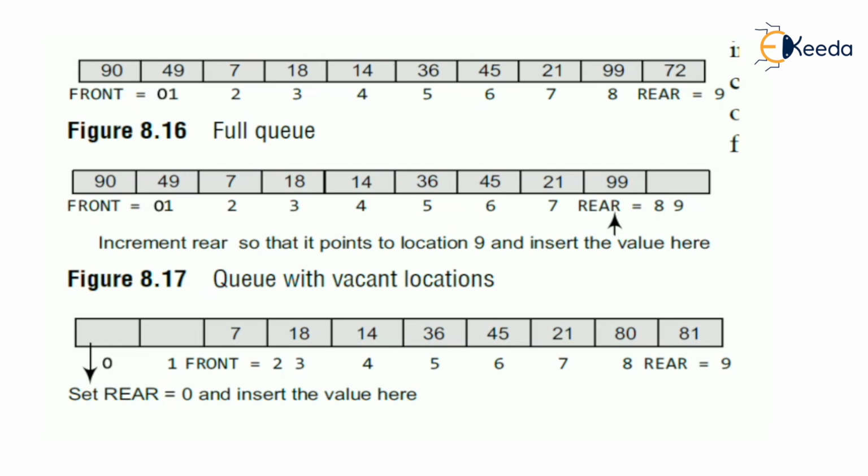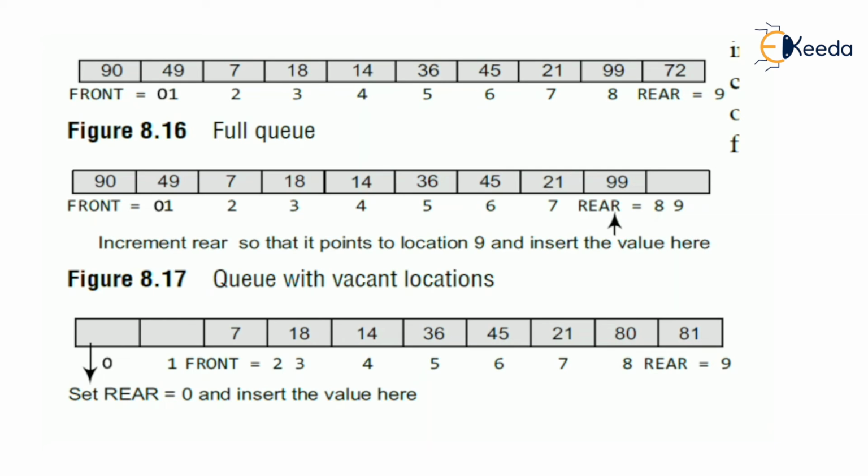Just imagine that the rear side of the queue figure is in front of you. Rear is not equal to the size of the queue minus 1. The size of the queue is 10, total 10 elements. In this queue there are a total of 9 elements present. One vacant position is there, so there is a chance of inserting the data at the 9th location. So we increment the rear so that it points to location 9 and insert the value there.